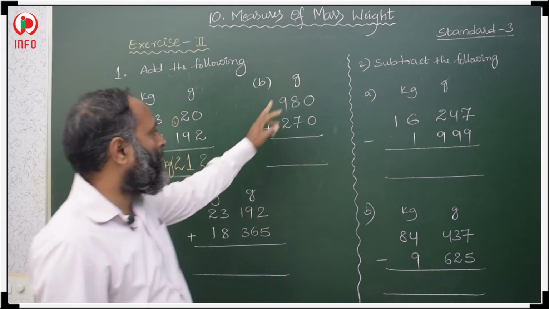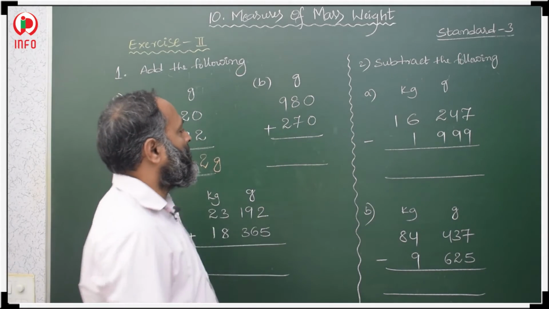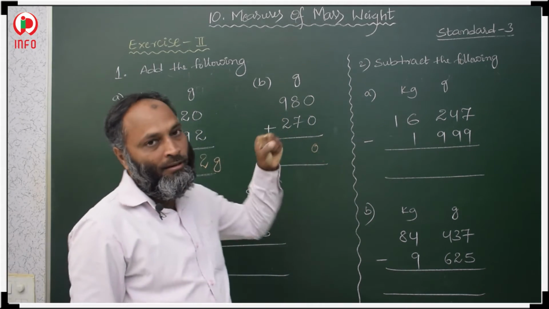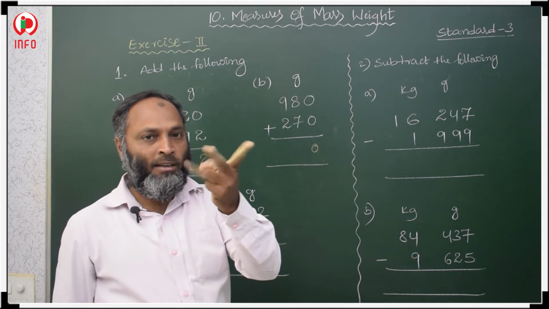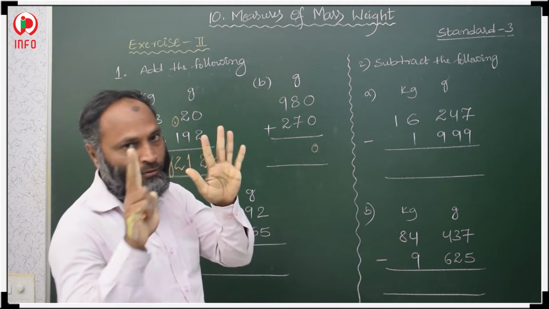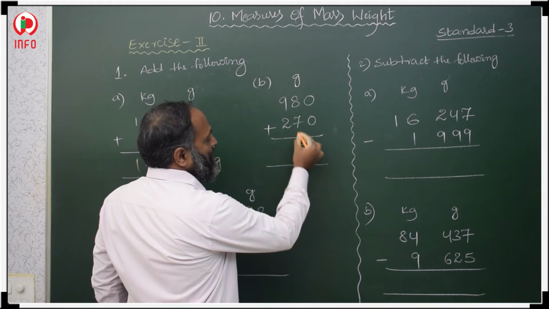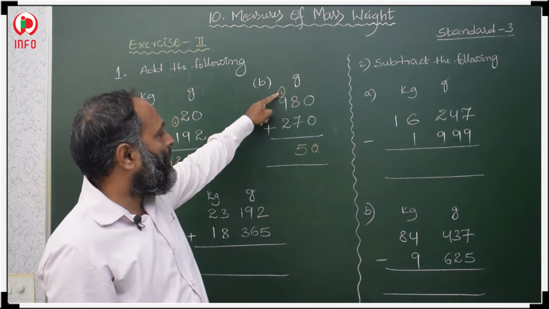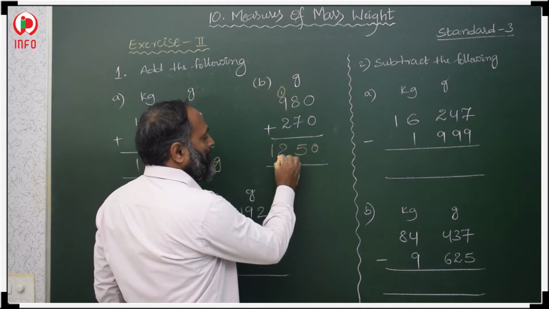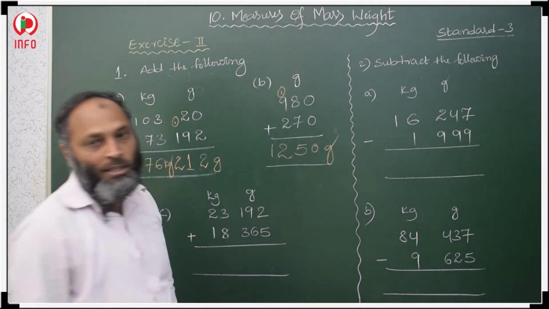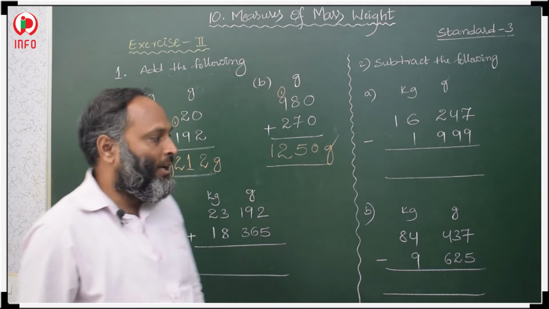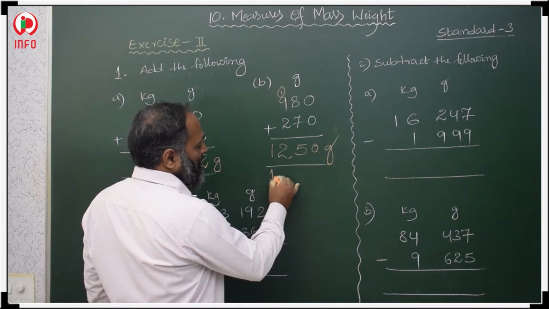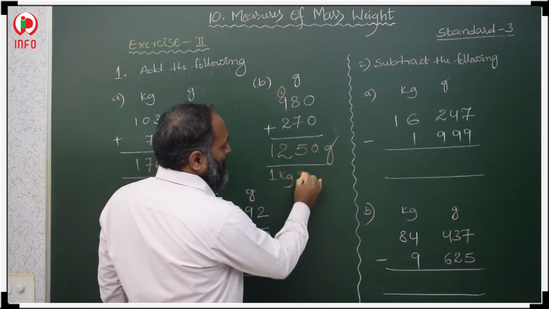Now in the second question only grams are given, so we just add the grams places. 0 plus 0, 0. 8 plus 7 means after 8, count 7 fingers: 9, 10, 11, 12, 13, 14, 15. 15 means 5 in the tens place, and 1 we take as carry over to the tens place. 9 plus 1, 10, 10 plus 2, 12. So 1250 grams. If we convert this into kgs and grams, the fourth digit, the thousands digit, we separate and write kgs, and 250 grams.